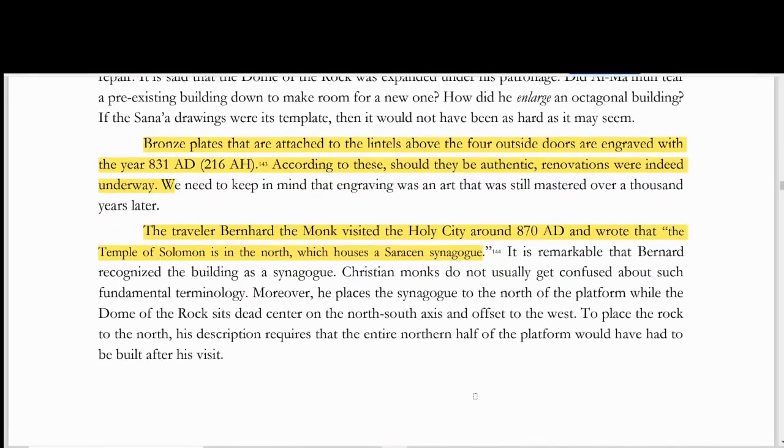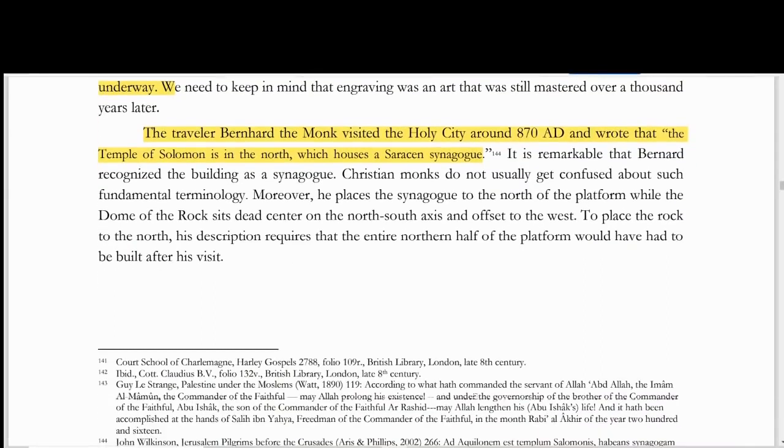Bronze plates that are attached to the lintels above the four outside doors are engraved with the year 831 AD. According to these, should they be authentic, renovations were indeed underway. We need to keep in mind that engraving was an art that was still mastered over 1,000 years later. The implication there is, there's always a danger of fraud.